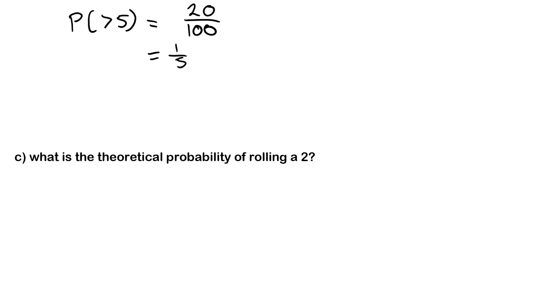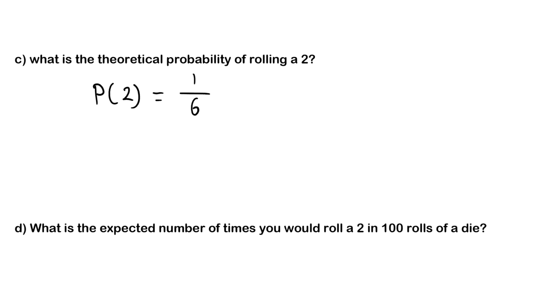What is the theoretical probability of rolling a 2 on a die? So again, theoretical probability can be expressed in a similar way. Rolling a 2, so how many 2s are there on a die? There's 1, and there's 6 faces, so 1 over 6.